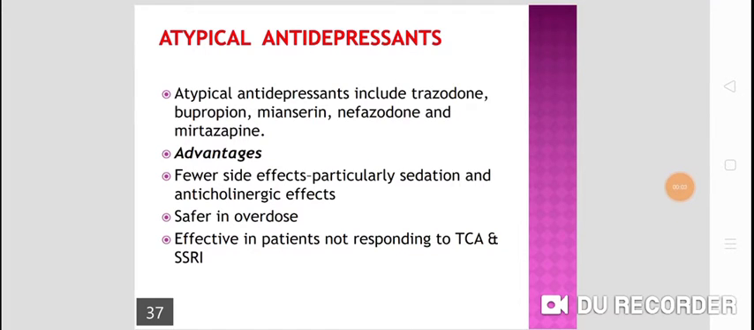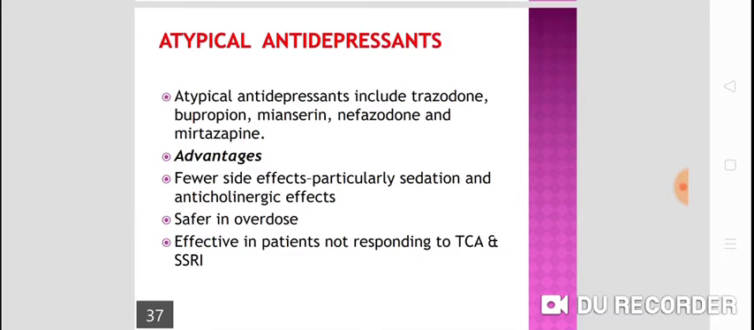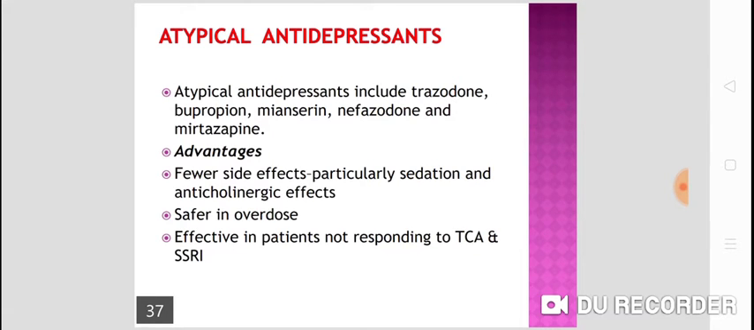Atypical antidepressants include trazodone, bupropion, mianserin, nefazodone, and mirtazapine. Now, why do we call them atypical antidepressants? Because they act by a different mechanism. They act by inhibiting the reuptake of dopamine or by acting on alpha receptors. This means the mechanism of action is different from the tricyclic antidepressants, SSRIs, or SNRIs. That's why we call them atypical antidepressants.